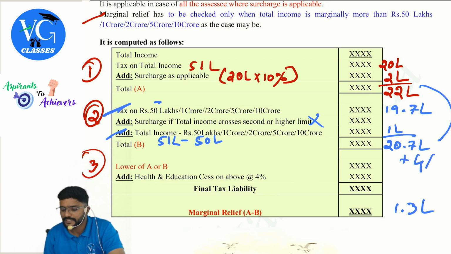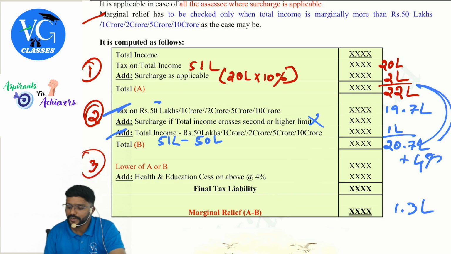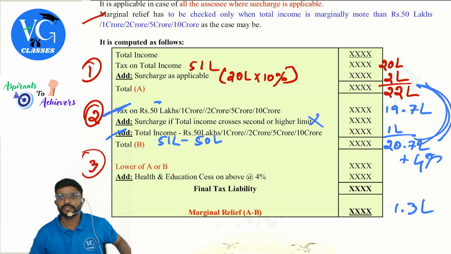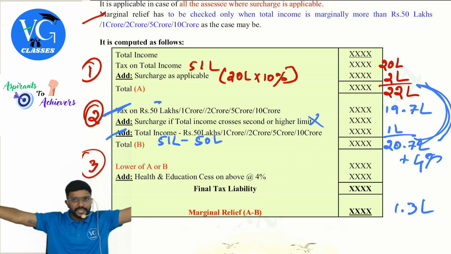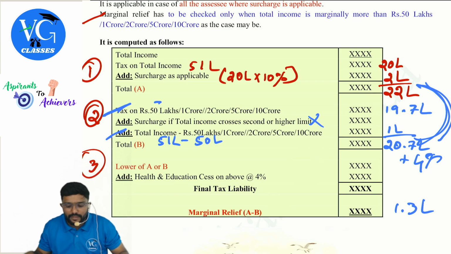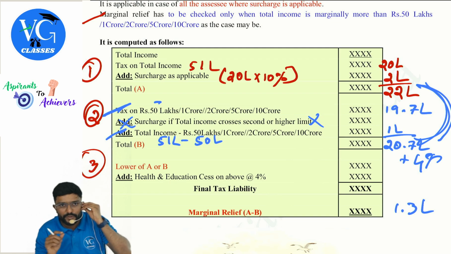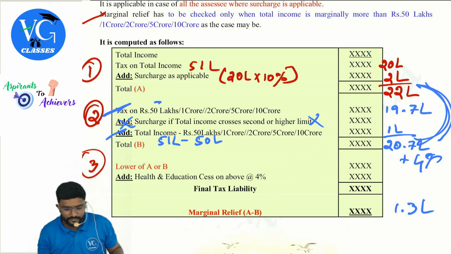20.7 plus 4% cess I have to pay. Because whichever is lower, I have to take, which is lower, 20,70,000, plus 4% health and education cess. Did you guys get it? Yes. So, in the second step, surcharge will not come if you have crossed first limit. If you have crossed first limit, that is 50 lakh, surcharge will not come.